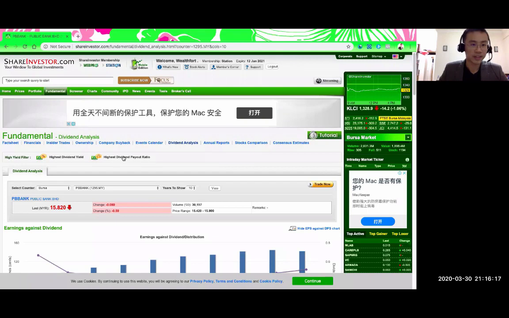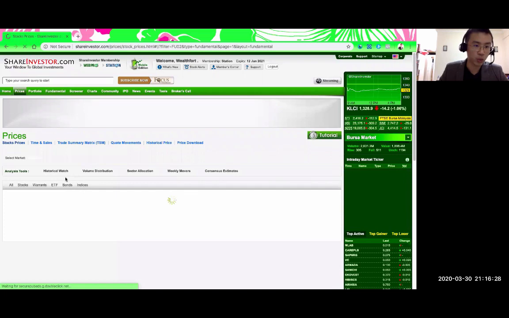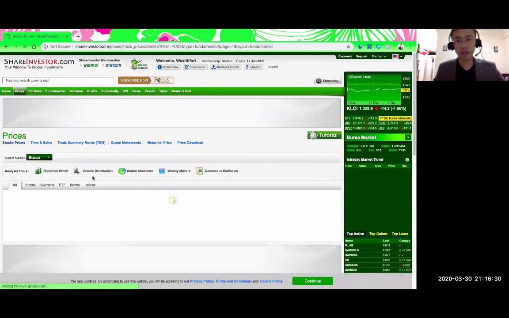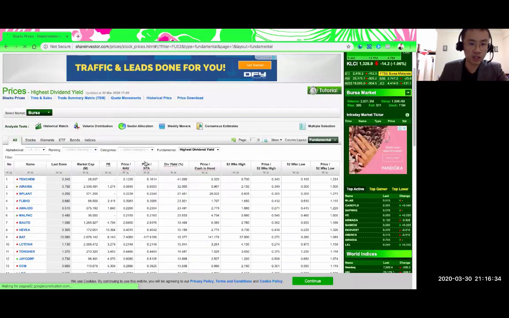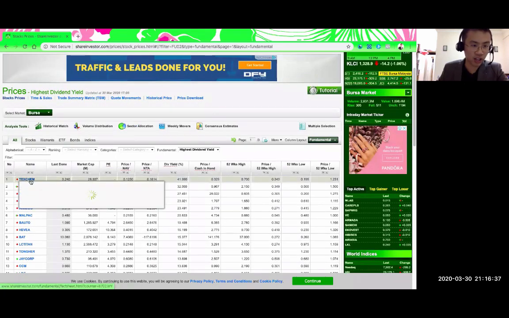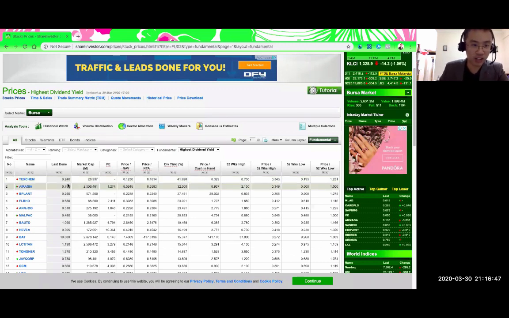Okay, if you want to know which company pays the highest dividend yield, just click highest dividend yield, because it already applied the high yield filter. When you click it, the companies will be ranked from the highest dividend yield to the lowest. Okay, TexChem Resources is now giving a dividend yield of 41.99%. Isn't that crazy? I believe that includes a special dividend.